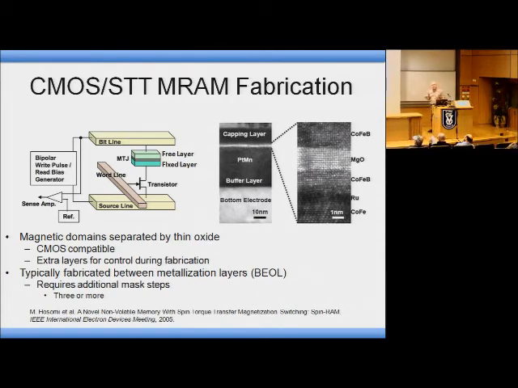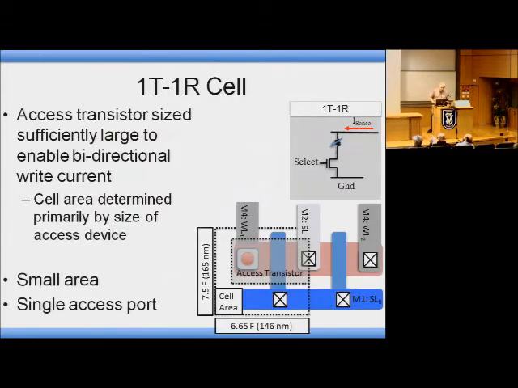3D is those multiple planes, but it's clearly adding a third dimension or more material to the CMOS structure. So here, we've done some layouts of various structures. Now we'll talk about some of the ideas that we have. We've sized the access transistor to enable this bidirectional write current. We're trying to get some ideas and some thoughts about how to design this.